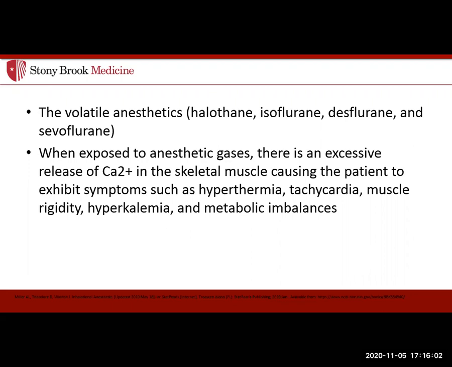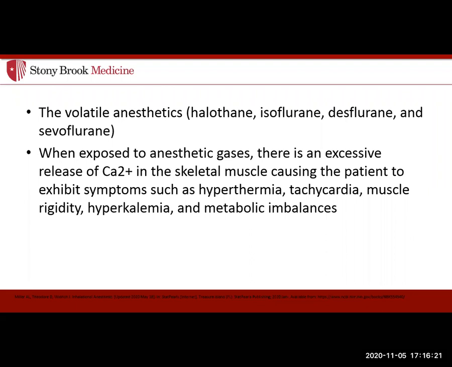Nitric oxide is also another inhaled anesthetic, but that is the only inhaled anesthetic that has been proven to not cause malignant hyperthermia. So if one of our patients with a predisposition for MH needs to have the use of an inhaled anesthetic, nitric oxide could be a good option for them.